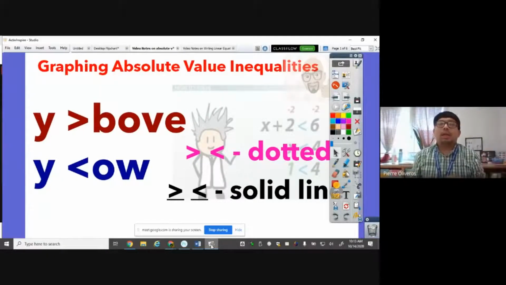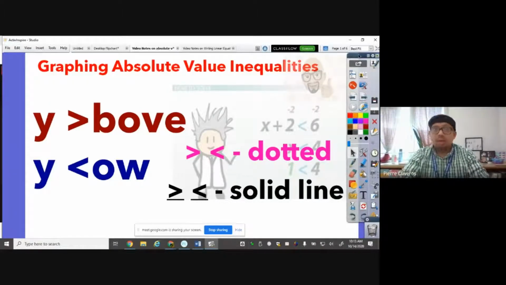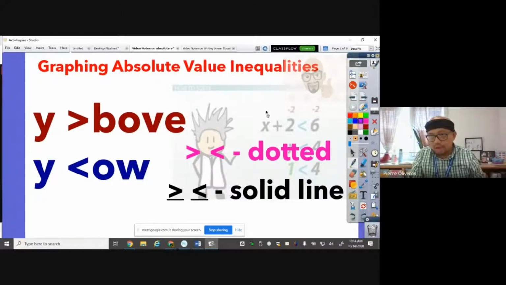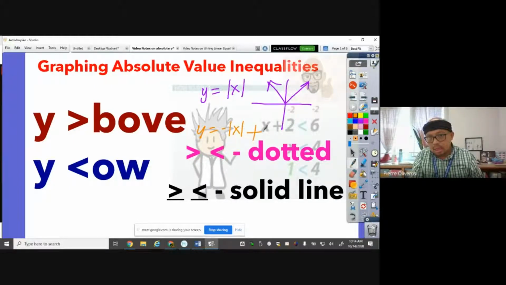And today we're going to learn how to graph absolute value inequalities. Graphing absolute value is like a V shape, and if it's a V shape, it's an absolute value. If it's negative outside the absolute value, it opens downward. It reflects over the x-axis. Let's show it here. The parent function of an absolute value is y equals absolute value of x. When we graph that one, it's just like a V shape. When we have y equals negative absolute value of x, this one opens downward.